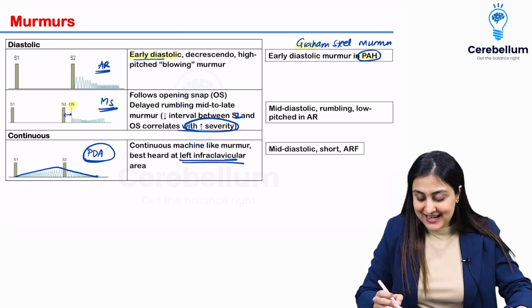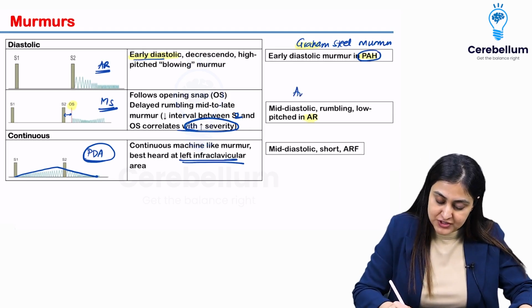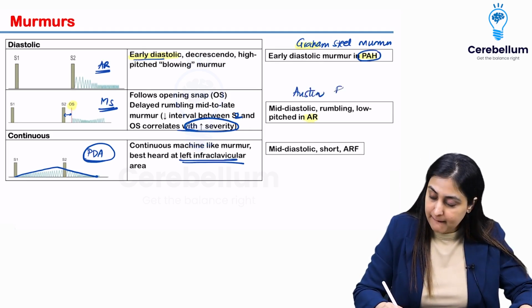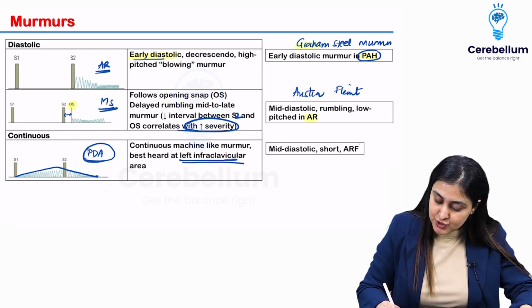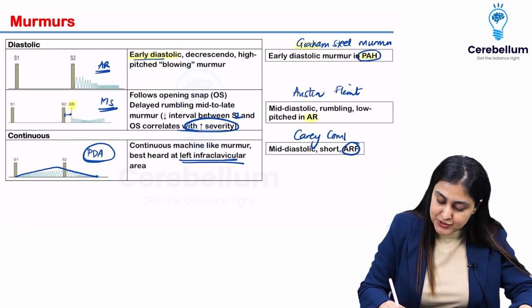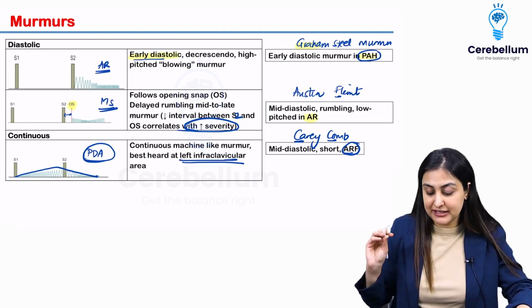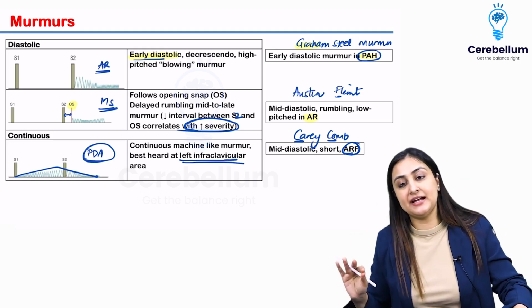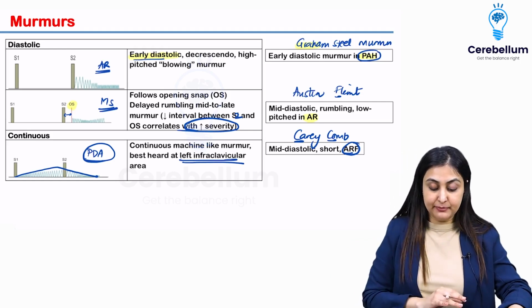Okay. Mid diastolic rumbling low pitch murmur in AR. This is Austin Flint murmur. This is Austin Flint, whereas mid diastolic in ARF is Carey Coombs. Alright, so you want to remember, I don't take the F for ARF, I take it here, only one F can come. So, Carey Coombs is ARF, Austin Flint is AR. Okay, so these are the different murmurs.